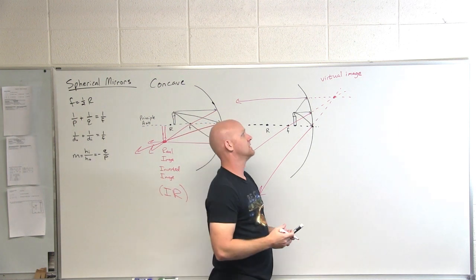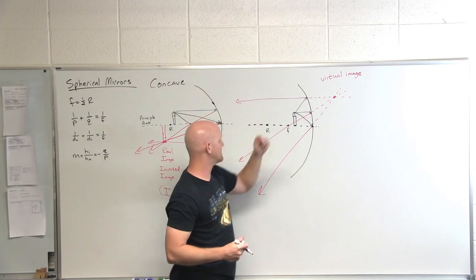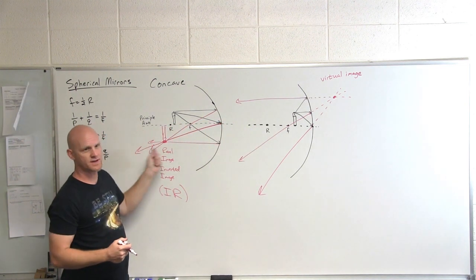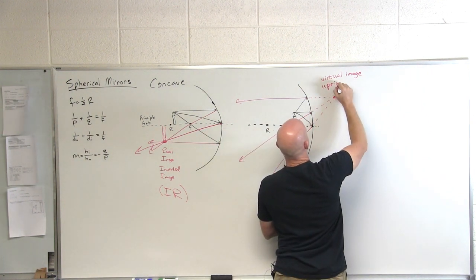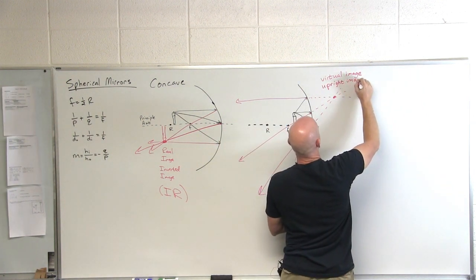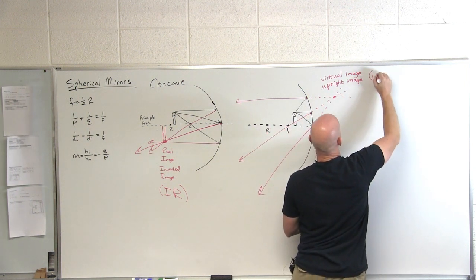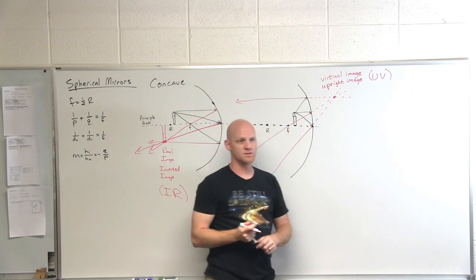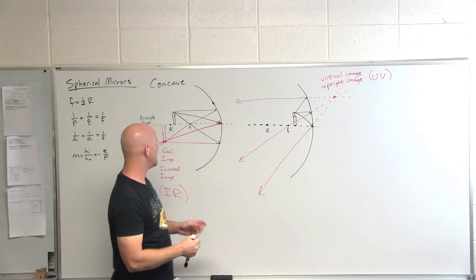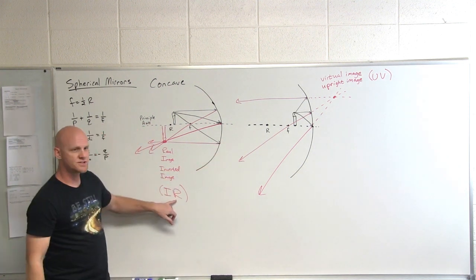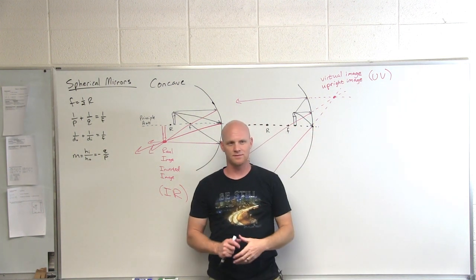It's virtual. And in this case, if you notice, it forms above the principal axis, which means it's not going to be an upside down image like we had here. So it'll be upright. And again, another mnemonic, U and V go together. And conveniently, UV is another type of light, another part of the electromagnetic spectrum. So UV and IR. Real images are always inverted, and virtual images are always upright. Everybody cool with that? Cool.